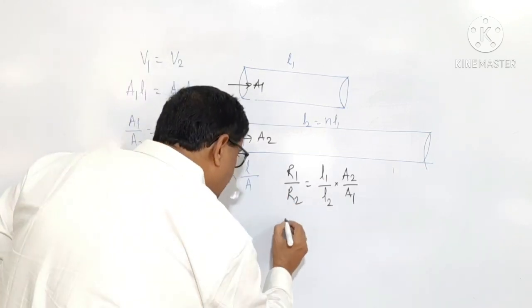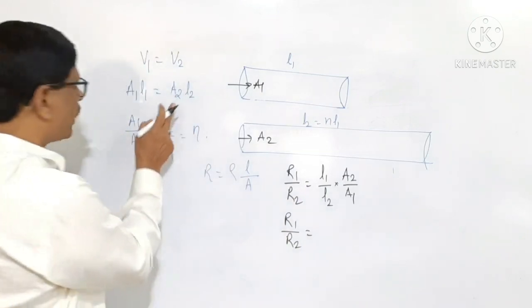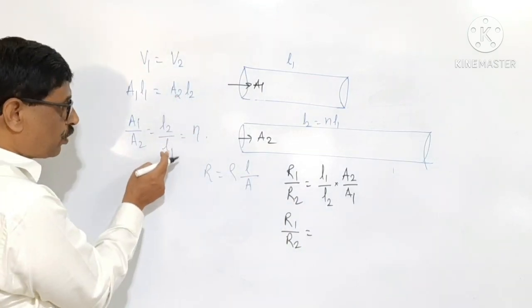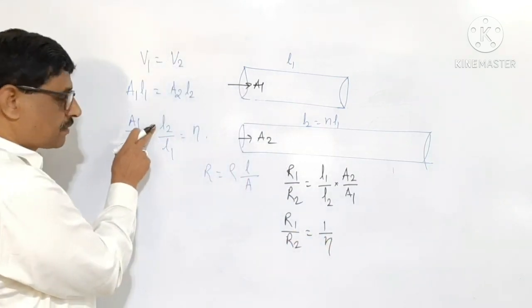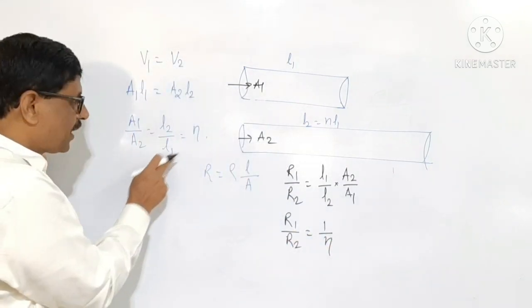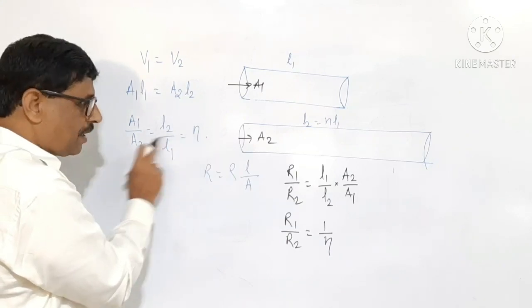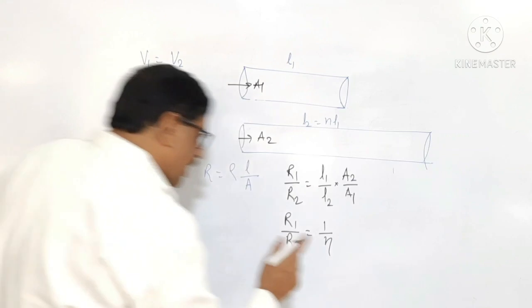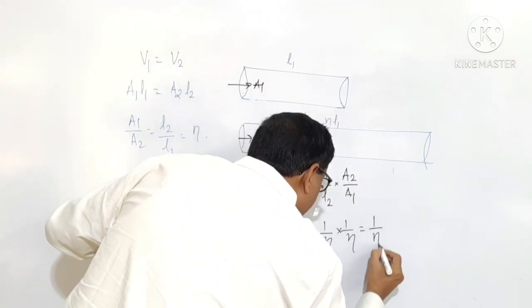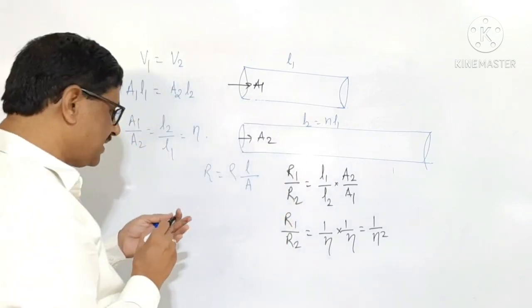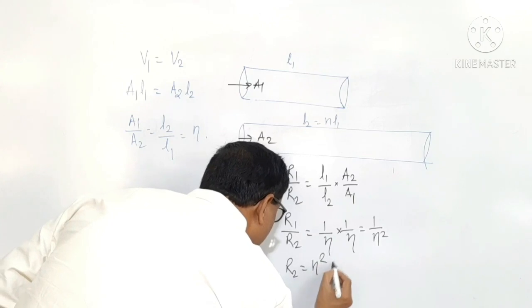Now, from this I am able to write here is that R1 by R2 is equal to what? L1 upon L2 is 1 upon N. Here you will see L2 by L1 is N. Therefore, reciprocal of this L1 by L2 is 1 by N, and again A2 by A1 is again 1 by N. Therefore, it should be equal to 1 by N square. And lastly, I will write this R2 should be equal to N square R1.